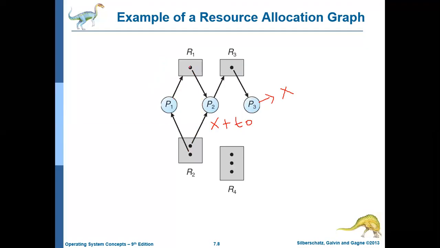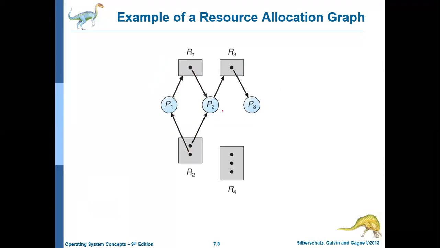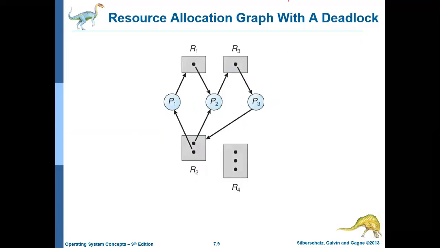And then P1, which is waiting for R1, will get R1 and eventually it will also complete. So this is not a deadlock situation, and you can understand that from the resource allocation graph also: as there is no cycle, there is no deadlock here. Now let us see this particular case, what happens here.